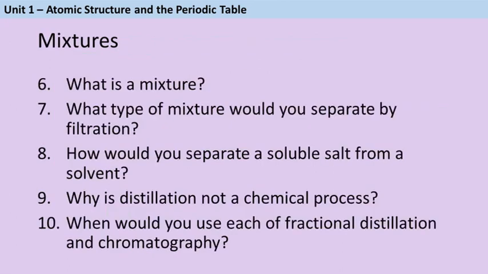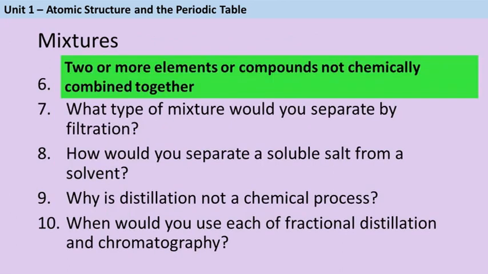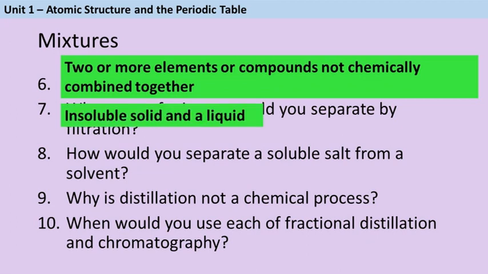A mixture consists of two or more elements or compounds that are not chemically combined together, they're just mixed up, and they can be separated out by physical processes. The chemical properties of each bit of that mixture haven't changed at all. Filtration is used to separate out insoluble solids from liquids. So for instance, if you had some sand mixed into some water, you could separate it out using filtration, using some filter paper and a funnel.